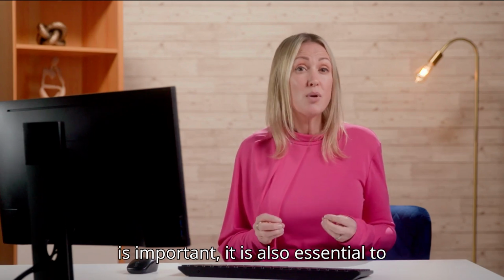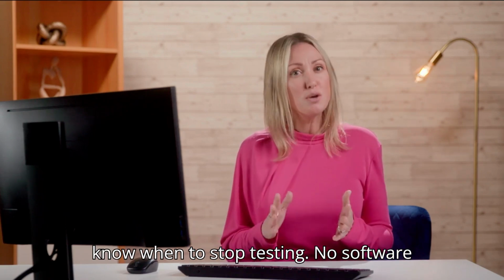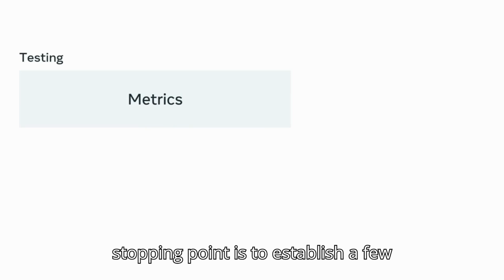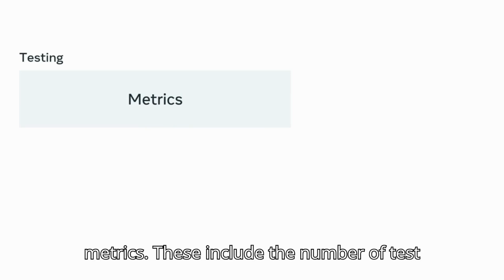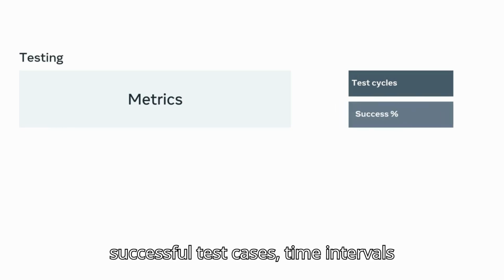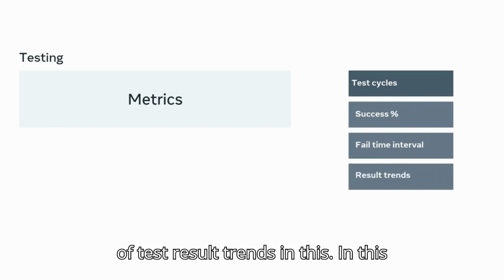While testing is important, it is also essential to know when to stop testing. No software application can ever be completely free of defects. The way to determine a stopping point is to establish a few metrics. These include the number of test cycles executed, the percentage of successful test cases, time intervals between test failures, and the monitoring of test result trends.